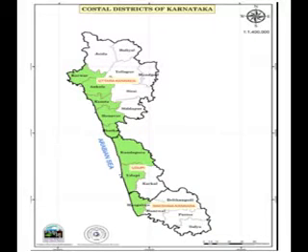The Mysore division has a varied climate. The Udupi and Dakshin Kannada districts of this division have coastal areas. You can see here Udupi and Dakshin Kannada; these are the two districts which have coastal areas.